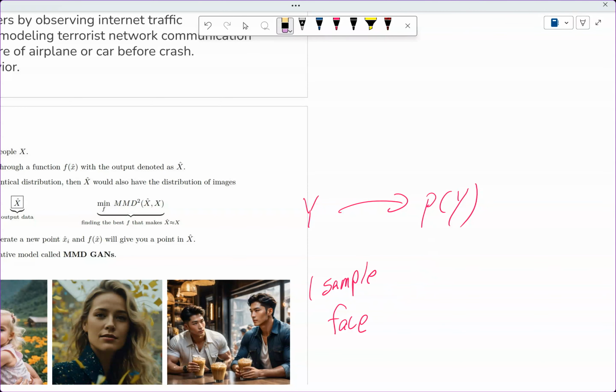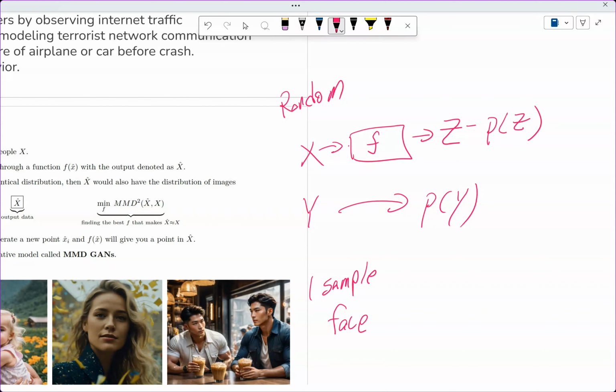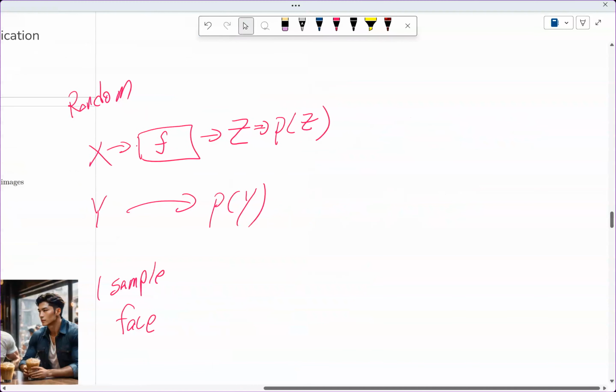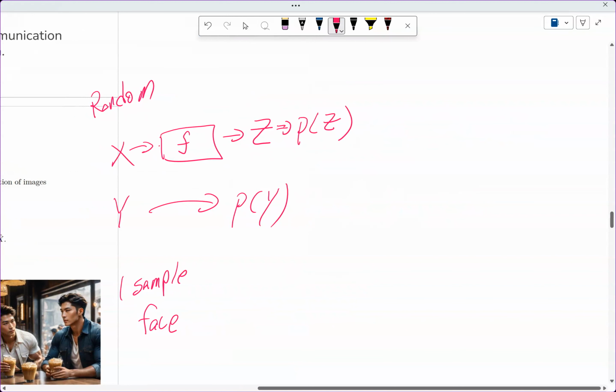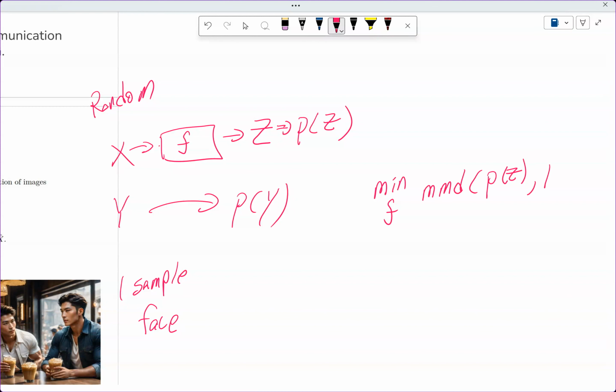Now you can imagine what happens if we, let's say, generate a sample from a Gaussian distribution, X. So it's just random. This is completely random. We pass this data through a function such that it gives us Z. Okay. And Z has a distribution as well, right? What do you think happens if we were to minimize the MMD between P of Z and P of Y? Okay. You want to take a second and think about what happens here.